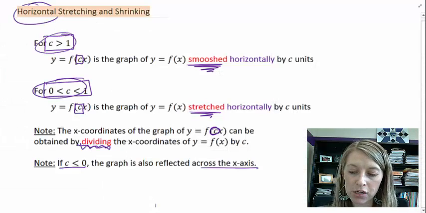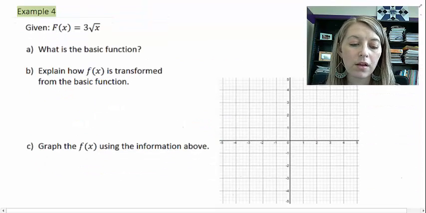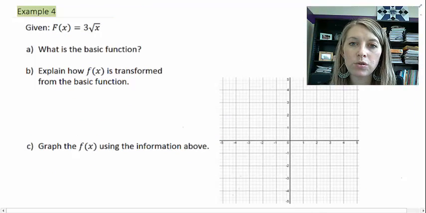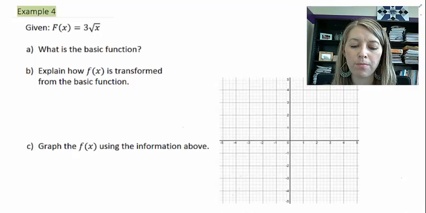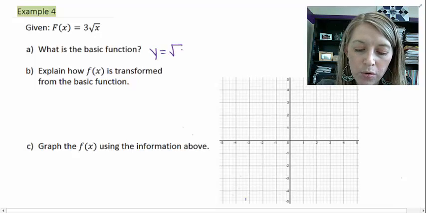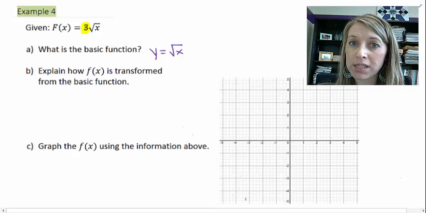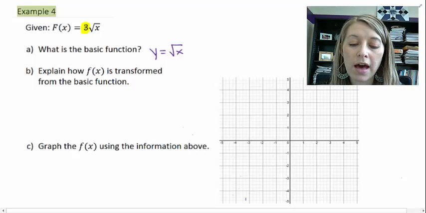All right, so let's actually do an example that goes with this one here. So I have f of x is equal to 3 times the square root of x. Pause the video and figure out the basic function, the transformation, and then graph it using that information above. So our basic function is y equals square root of x. We only have one transformation here. I was trying to give it to you easy, so we have a 3.